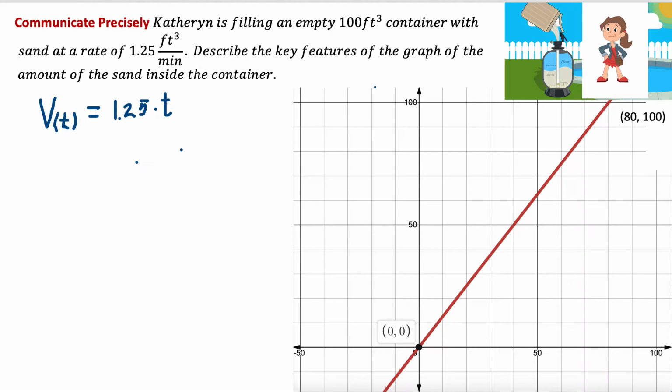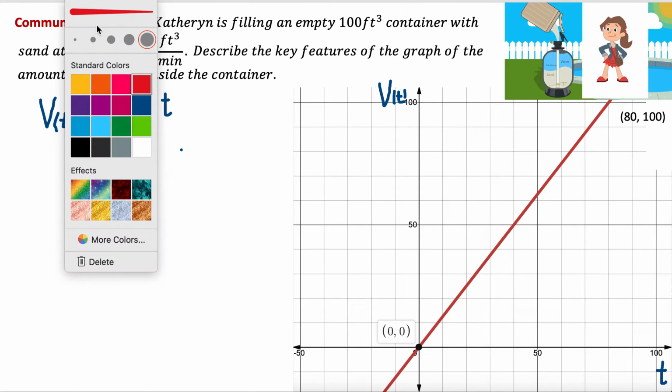And if we want to label the variables in the graph, here on the ordinate is going to be V of t, while the x-axis is going to be the time. And now the graph of the function, as we are seeing here, we can write this function.